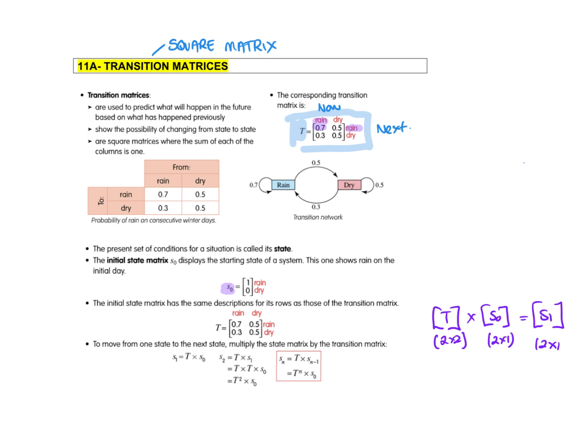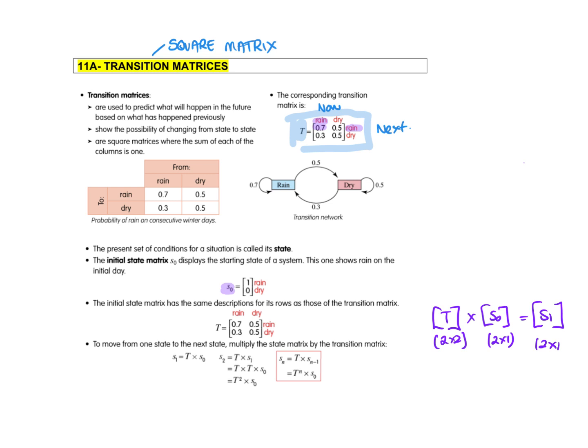So if I know on day 0 it rained and it wasn't dry, then I multiply that state by the transition matrix and you'll get an answer. You'll see the probability that it'll rain on the next day or the probability that it'll be dry on the next day. So this is what we're going to be looking at. This first lesson is just looking at setting up a transition matrix.